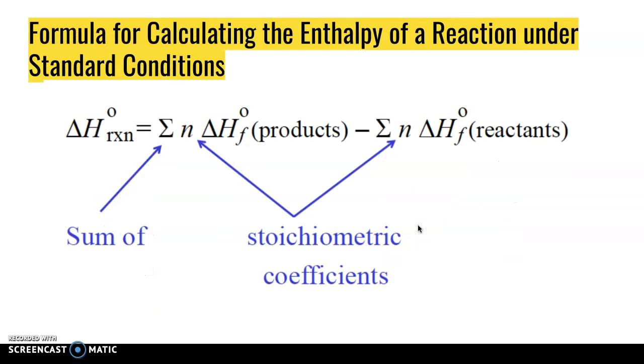The formula we'll be using to calculate the enthalpy of reaction with these standard enthalpies of formation is equal to the sum of the heat of formation of the products minus the sum of the heat of formation of reactants. And each of those heats of formation do need to be multiplied by the stoichiometric coefficients found in that balanced chemical equation, because this does depend on the amount of product or reactant that you have.